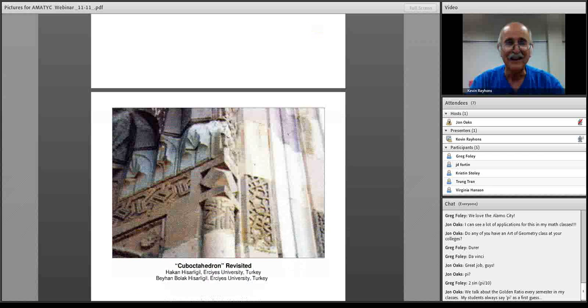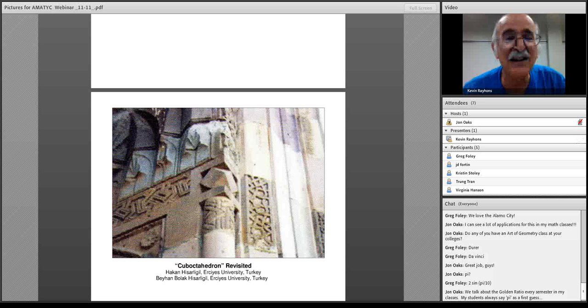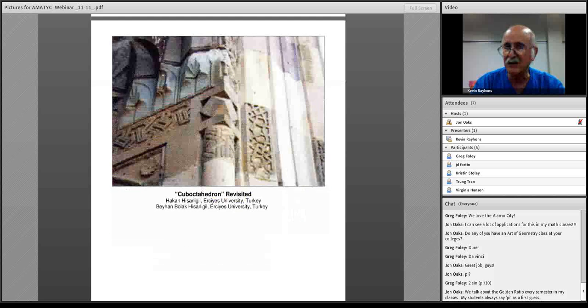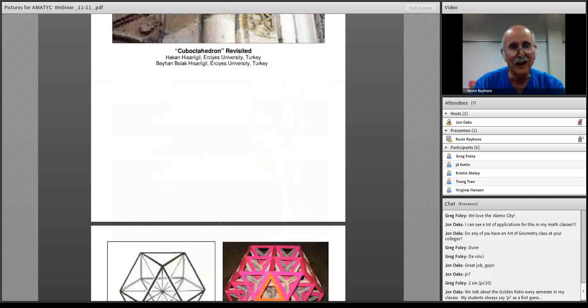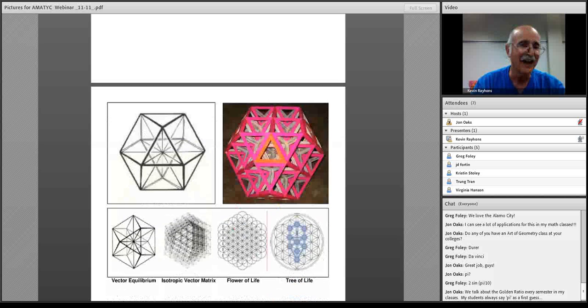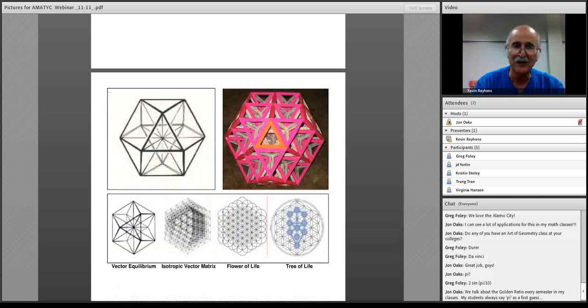Now, before Leonardo da Vinci, I read a paper called Cuboctahedron Revisited. This little thing at the top of the column is our Cuboctahedron, and this comes from a building in Turkey from the 1300s. That's 100 years before Leonardo da Vinci. But there's no evidence that they knew that inside the Cuboctahedron was octas and half octas and tetras, like the little model I made there.